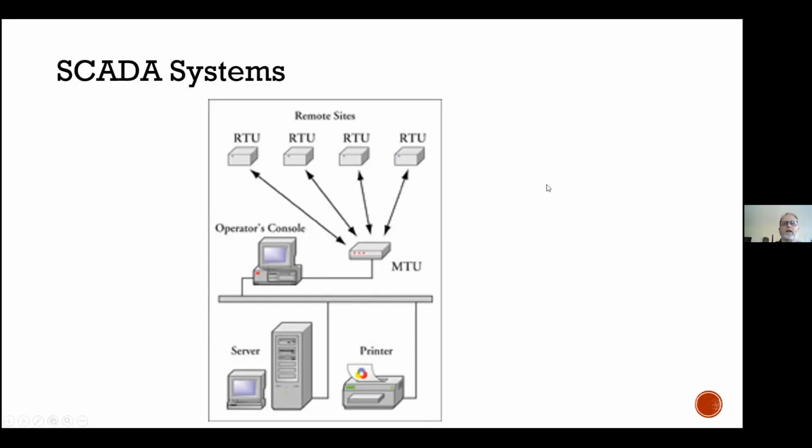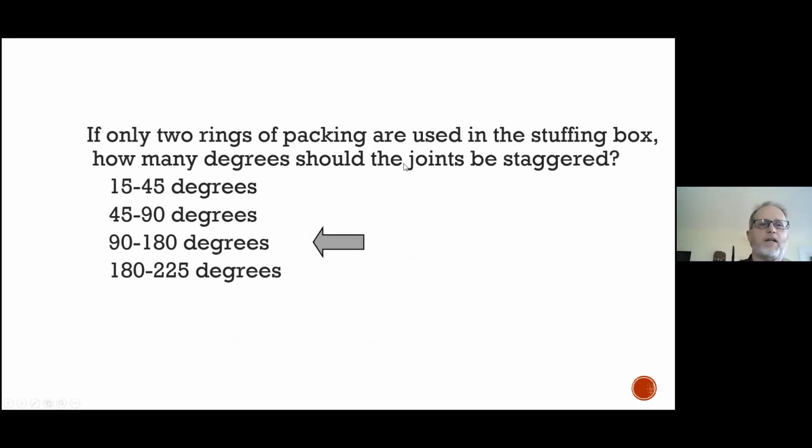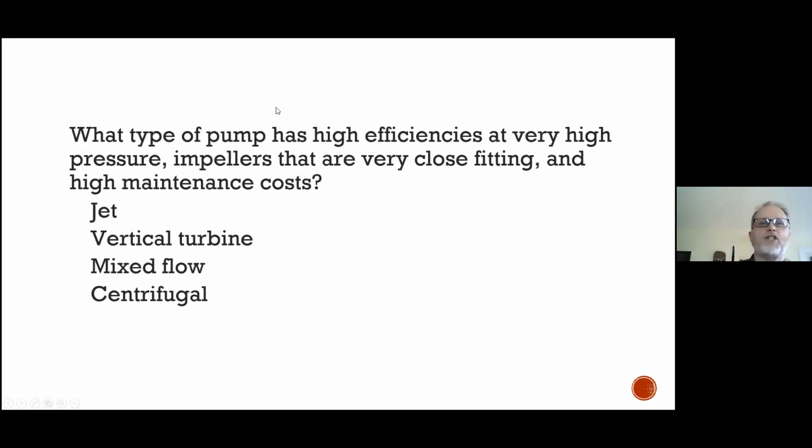All right, just a quick couple of questions of review. So again, the packing, if we're using rings of packing, how many degrees should the joints be staggered? 90 to 180, basically the correct answer we're looking for is in that 90-degree range. What type of pump has high efficiencies at very high pressure, impellers that are very close fitting, and high maintenance costs? Mixed flow. It's interesting because they're also vertical turbines, because they're asking two different questions at the same time. High efficiency, high flows, and high pressure would be the vertical turbine. High maintenance costs would be the mixed flow.